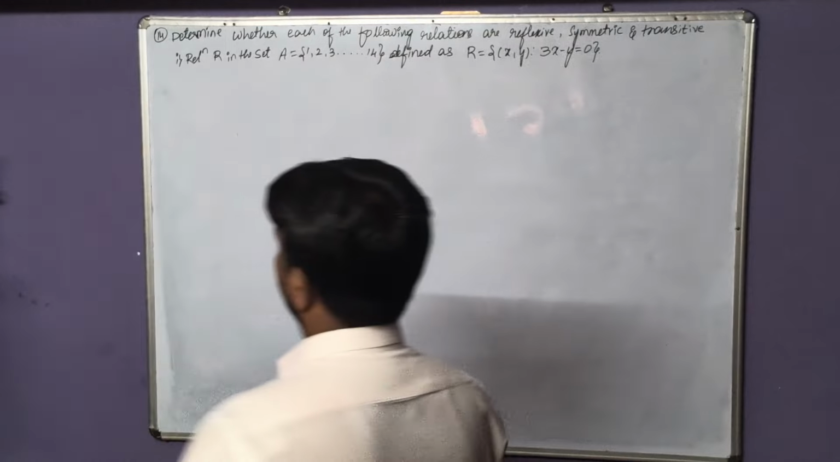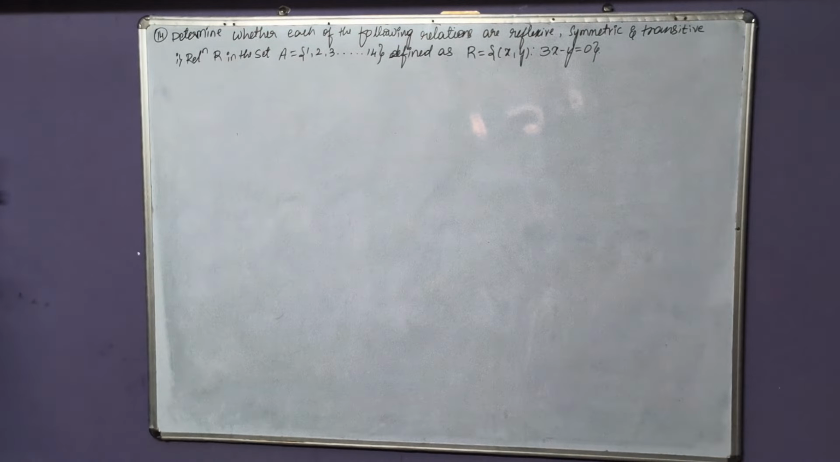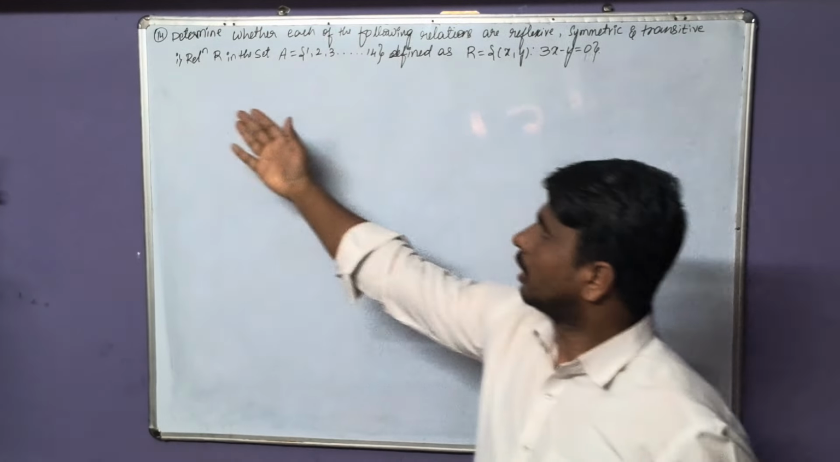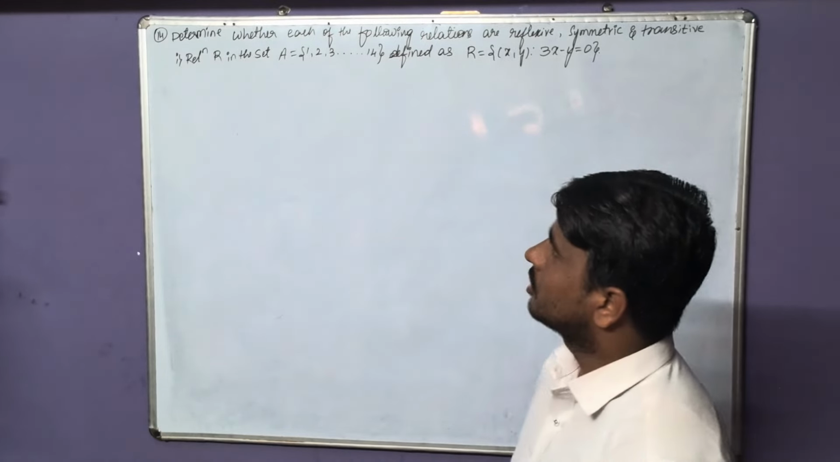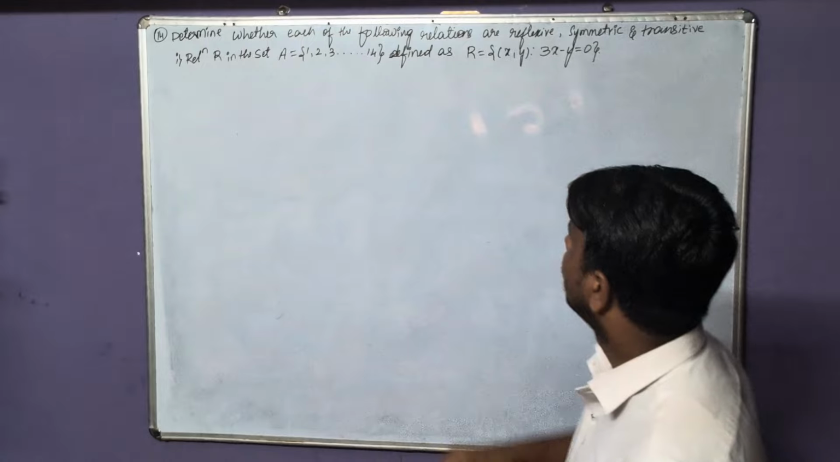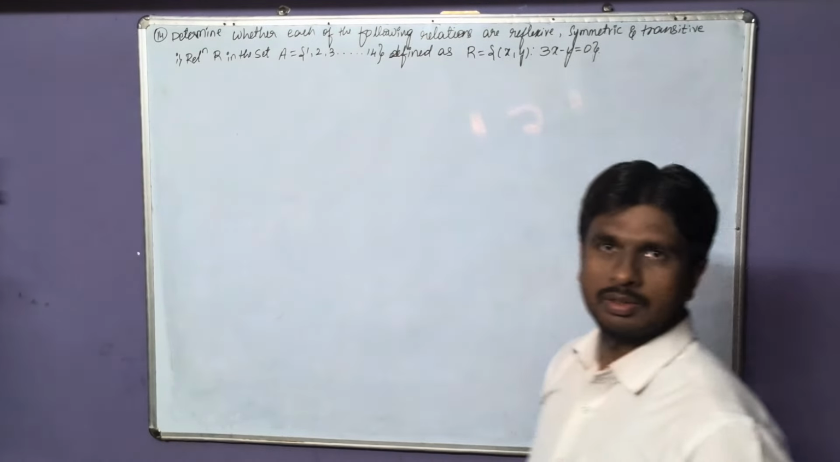Okay, dear student, we have the next question: determine whether each of the following relations is reflexive, symmetric, transitive. The first sub question is: a relation R in the set A = {1, 2, 3, 4, 5, and so on up to 14}, defined as R = {(x, y): 3x - y = 0}.